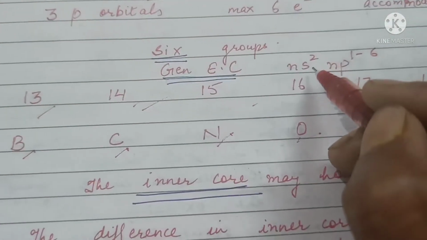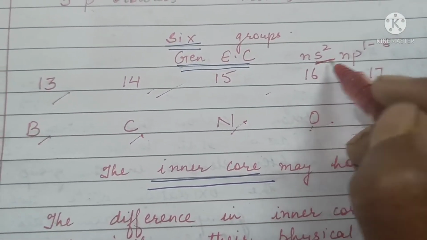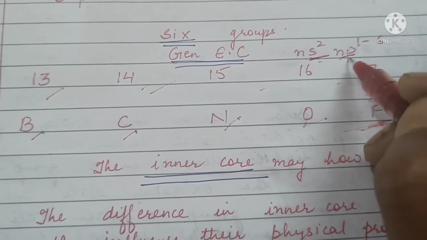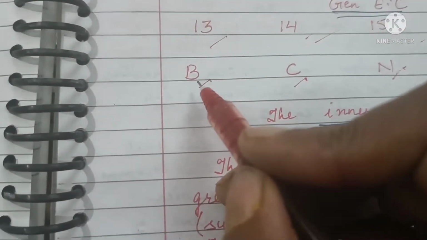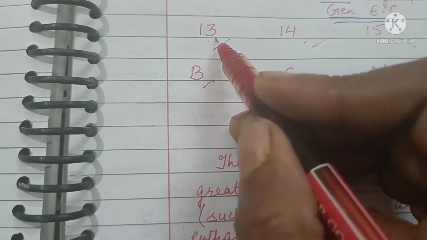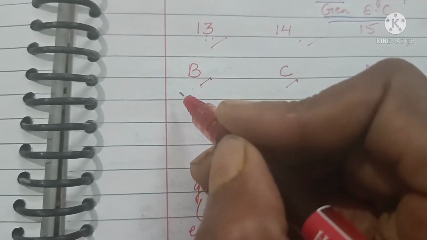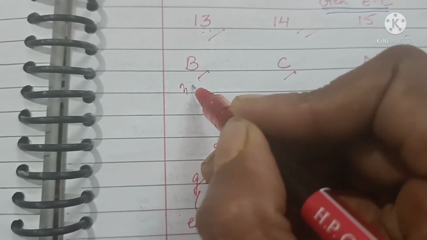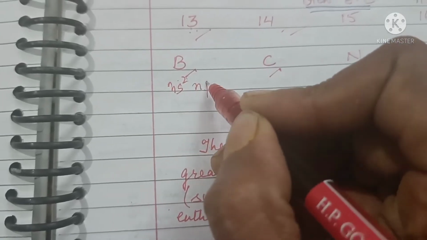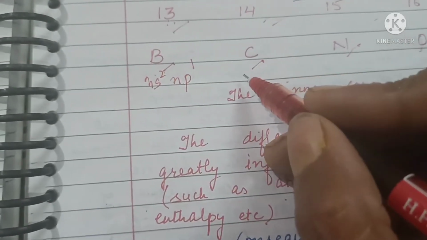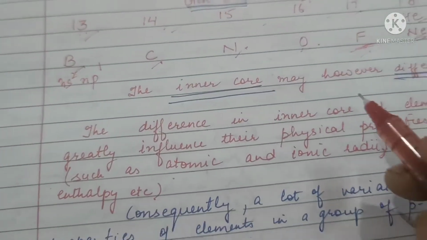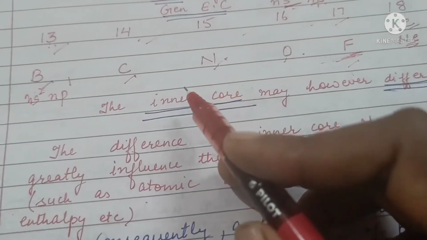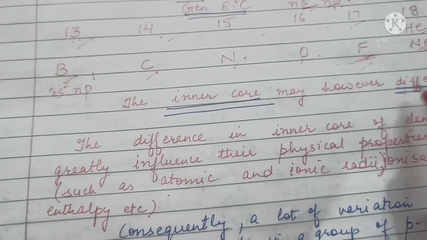The general electronic configuration of p block elements is ns2 np1 to 6. So the first group of p block elements, group 13, will have the configuration ns2 np1. This will have ns2 np2 and so on. The inner core of these elements may, however, differ.